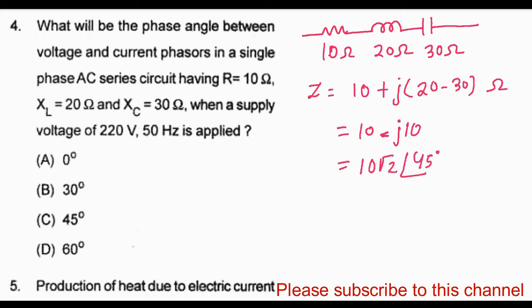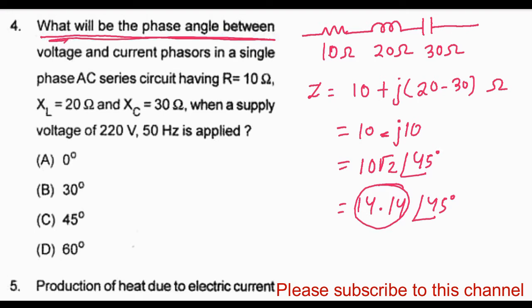What is the root 2 value? 1.414 into 10. So what will be its value? It will be 14.14 angle 45 degree. So we need not calculate this one also. This is asking for what will be the phase angle between voltage and current phasor. So what will be the phase angle between voltage and current?